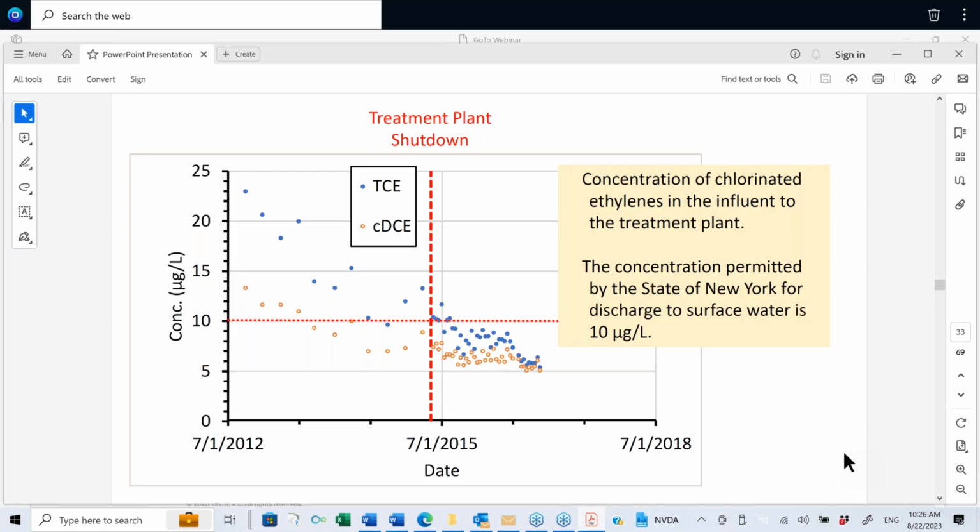Now, these are the same data just for the last couple of years on a different scale to show you that this TCE and the cis-DCE actually got below and stayed below that discharge level permitted by the state of New York. So, I mean, the treatment plant is not treating anything. The water that's coming into the treatment plant is clean enough to discharge. They shut down the treatment plant.